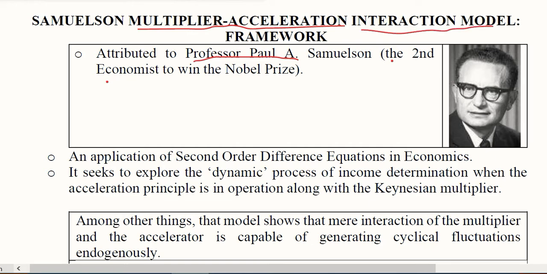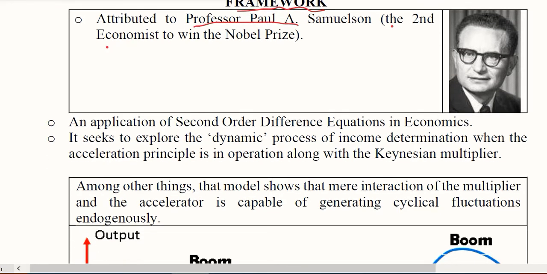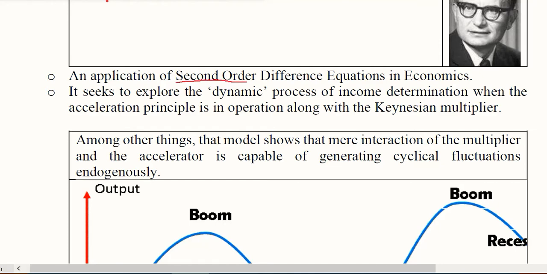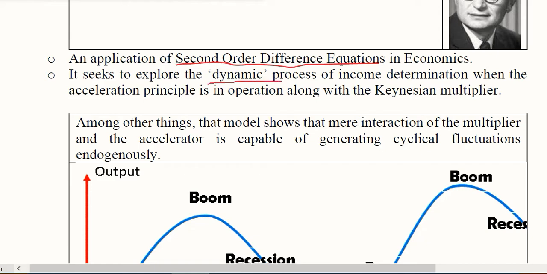In this video, out of the 3 videos that we will do, we will talk about the framework of this interaction model in which these two concepts are interrelated. So it is an economic application of second order difference equations, and it is a dynamic process because in this process the income determination is done while we use the concept of acceleration in it. Side by side, the process of the Keynesian multiplier also works in it.